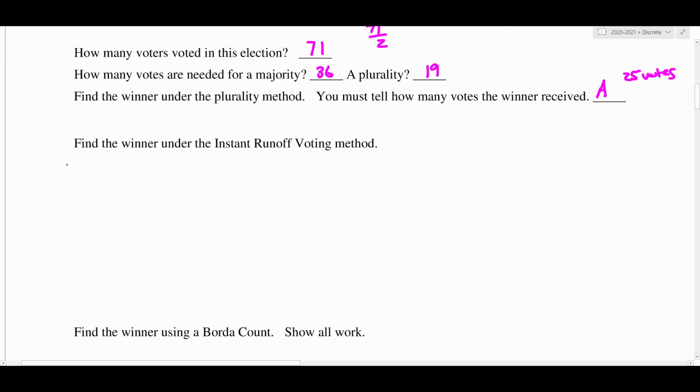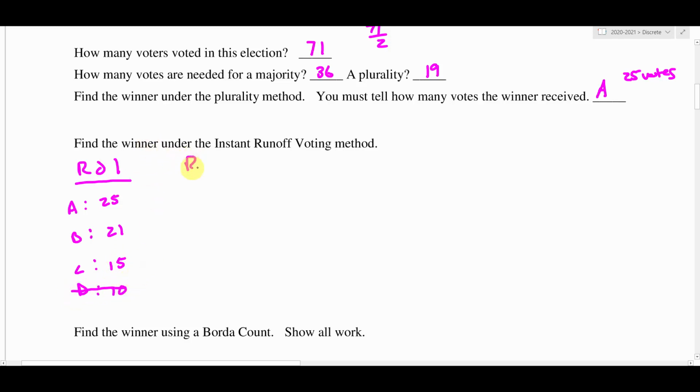So let's try a more complex voting system. Let's try an instant runoff. If you recall, the instant runoff method works by rounds. So we're going to say round 1, we've got A, B, C, and D. If I count up the total number of first place votes for each candidate, A got 25, B gets 21, C gets 15, and D gets 10. What we do after round 1 is we eliminate the candidate with the least number of first place votes. So I'm going to eliminate D.